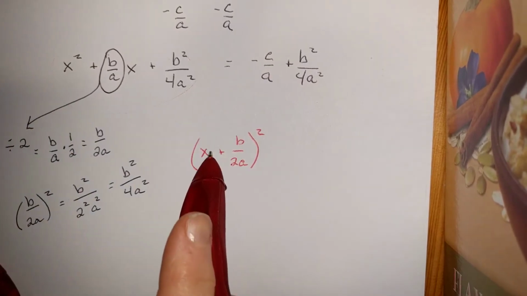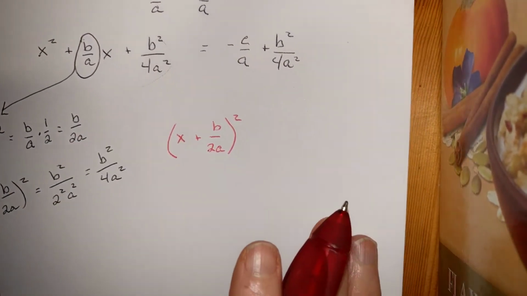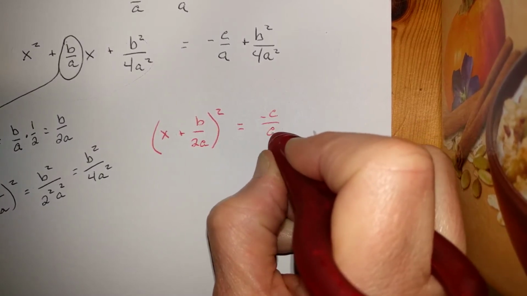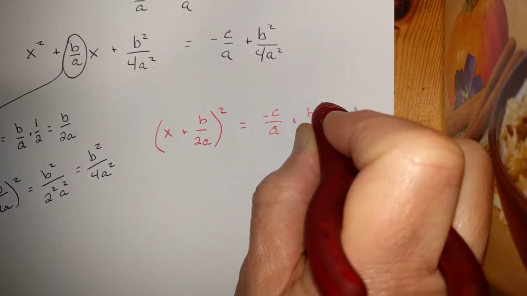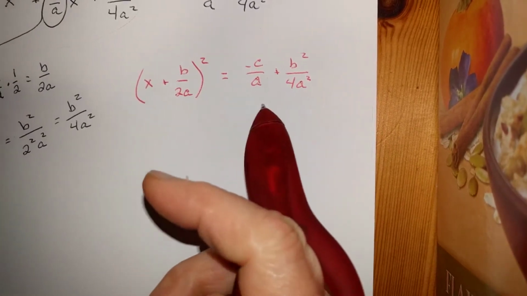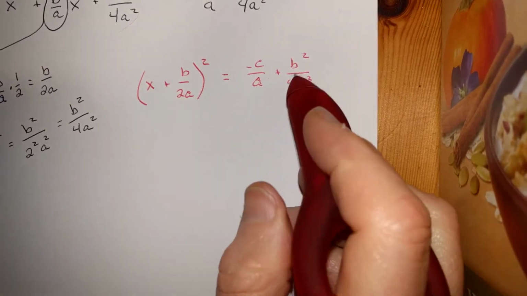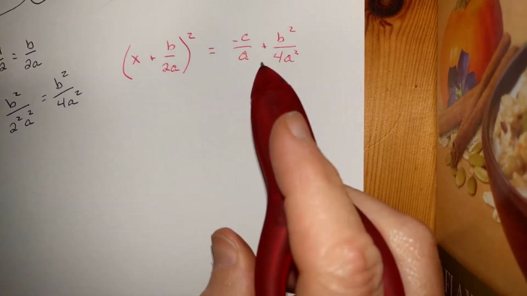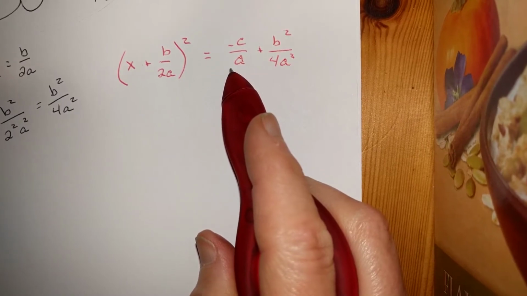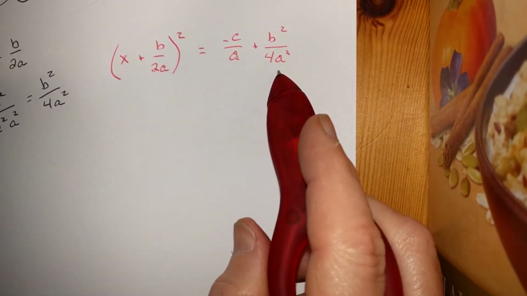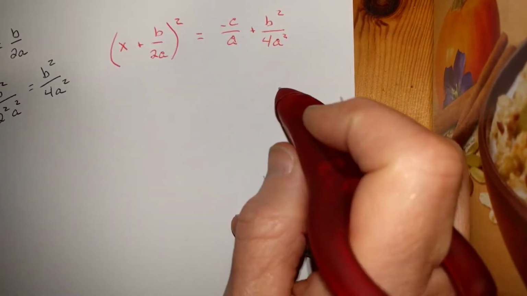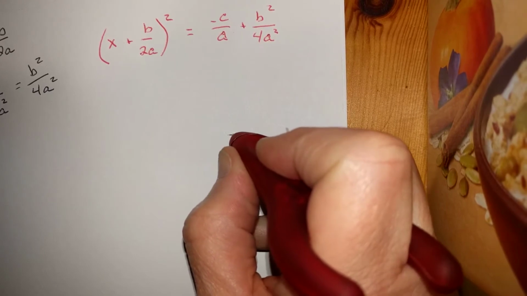If you need to, expand this out and verify that that is indeed what it equals. Now over here, I'm going to have negative c over a plus b squared over 4a squared. Now, this looks kind of messy. As math people, we're kind of fussy, so we're going to write this as a single fraction. In order to add fractions, I have to have a common denominator. This denominator's a, this denominator's 4a squared. So I need to build up this fraction so it's an equivalent fraction with 4a squared as my denominator.